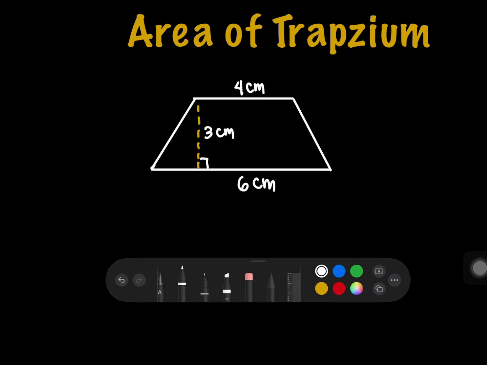To calculate the area of a trapezium, in this example we have to determine which one is base 1, base 2, and the height. So before that, let's write down first the formula to find the area of a trapezium, where A is equal to base 1 plus base 2 divided by 2, and then multiply the whole by the height.